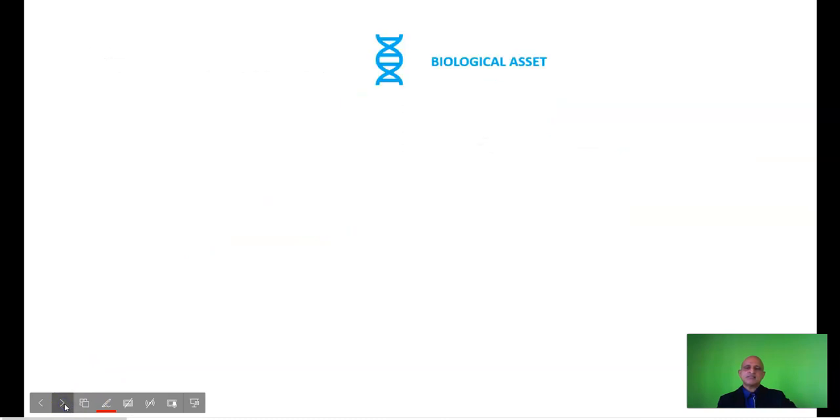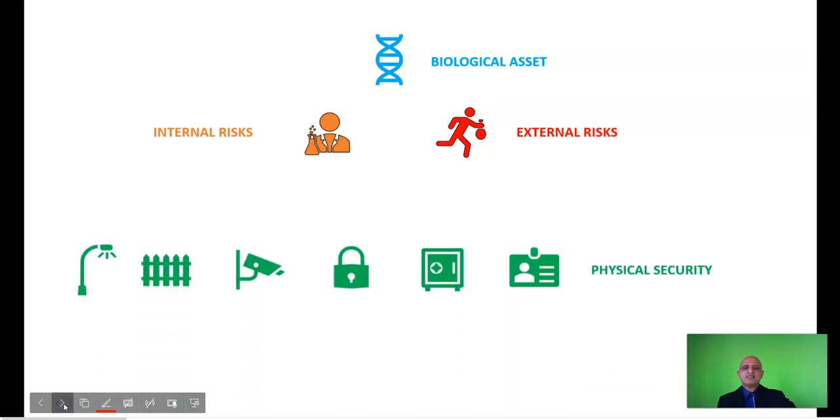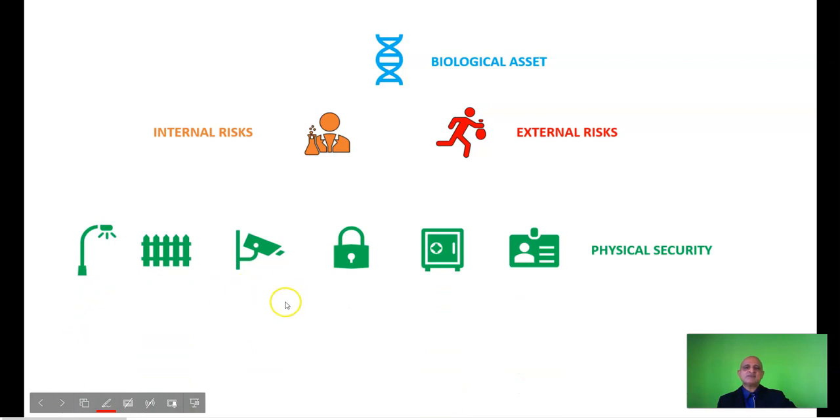Okay, let us look at this case. We have a biological asset. In this case, it's a pathogen. And we have internal risks. There can be personnel with an intent to utilize this biological asset for their own nefarious purposes. You also have external risks. Somebody may be aware of the fact that you are working with a pathogen in the laboratory and they may have an intent to steal that and weaponize it, or as the case may be. And in order to contain both these external and internal risks, we have different measures.